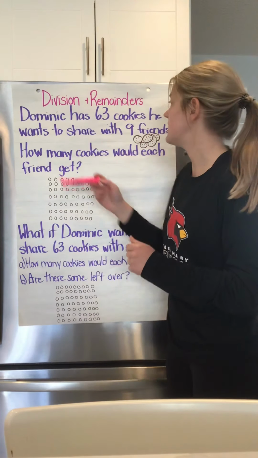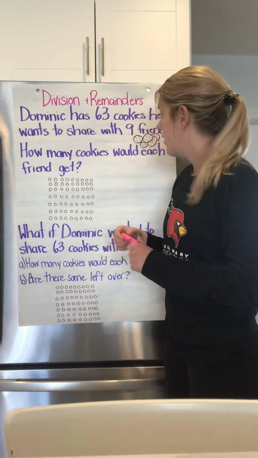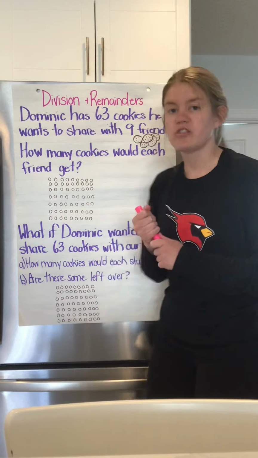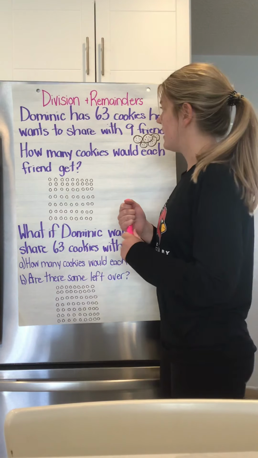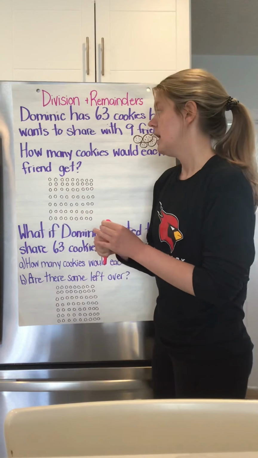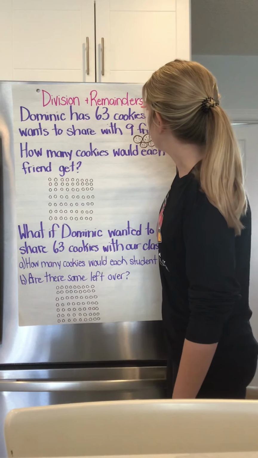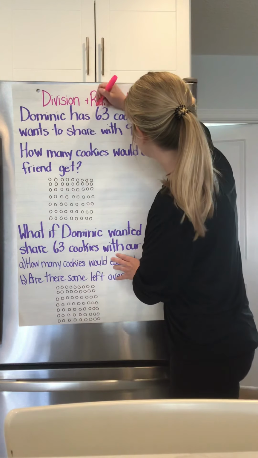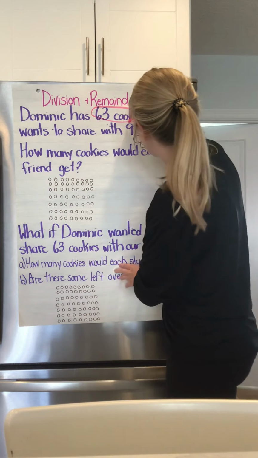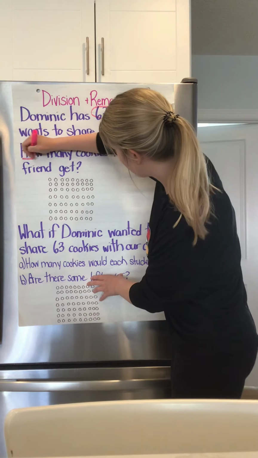So our first question is that Dominic has 63 cookies that he wants to share with 9 friends. Okay, how many cookies would each friend get? So when you're doing word problems, it's a good idea to use the CUBES strategy that we've talked about before. Then you can underline the important information and underline your question at the end. Most of the time when we're doing CUBES, we're going to circle the important information. So I know that 63 cookies is important. 9 friends is important. I'm going to underline my question that's normally at the end.